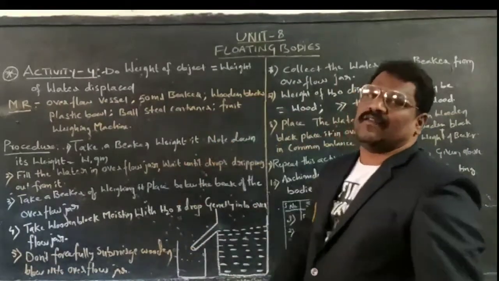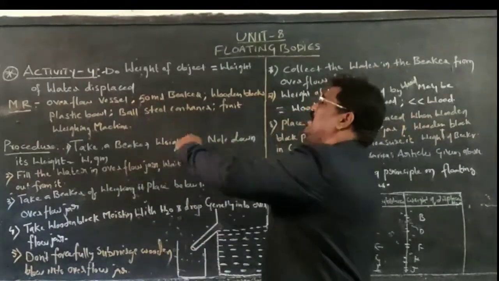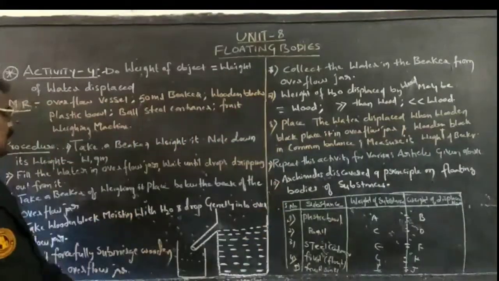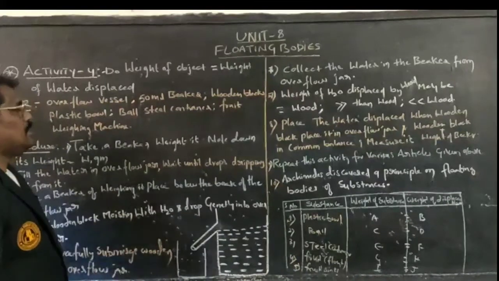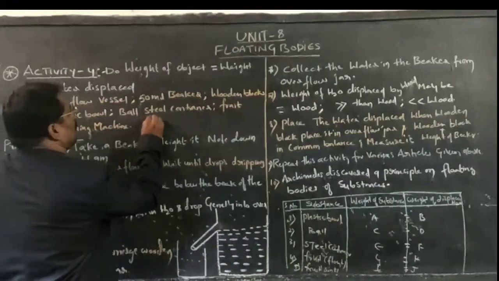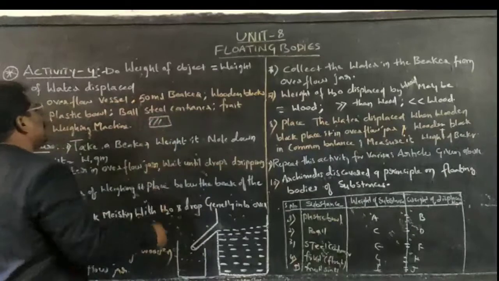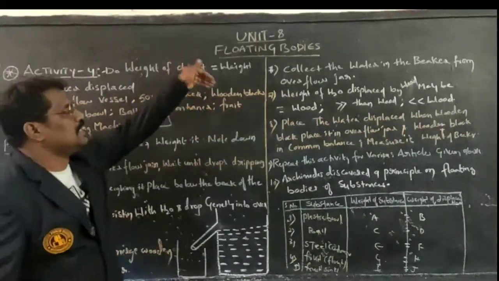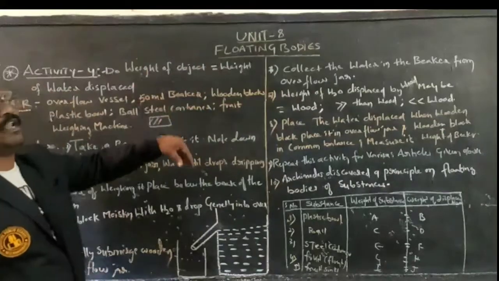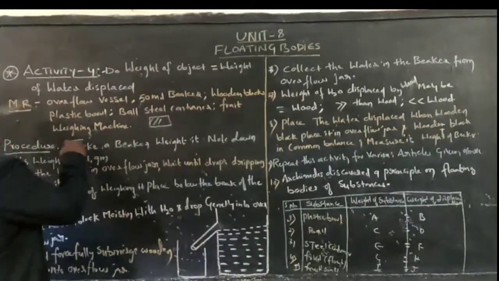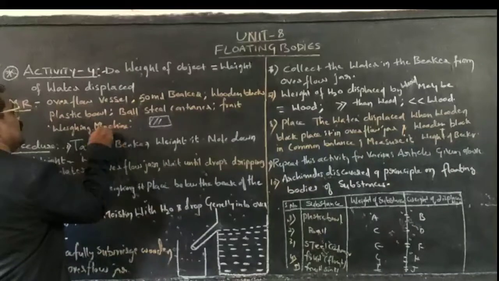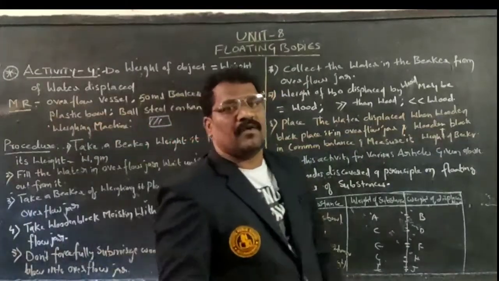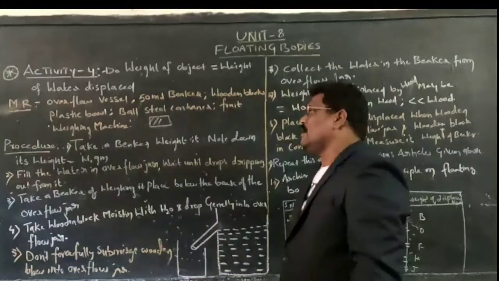To perform this activity, the materials required are an overflow vessel, a 50 ml beaker, a wooden block, a plastic ball, a steel container, a fruit which sinks in water, a fruit which floats on the surface of water, and a weighing machine. These are all the materials required to perform this activity.